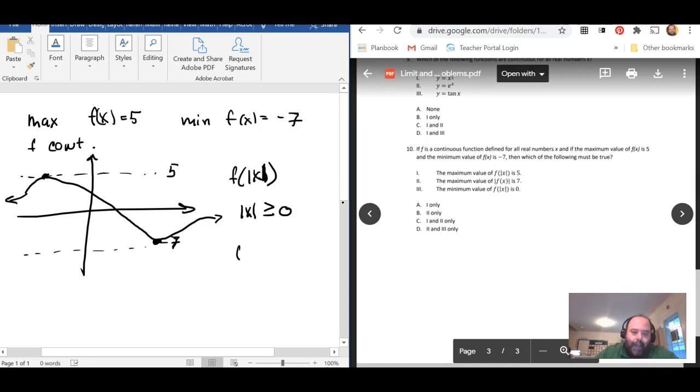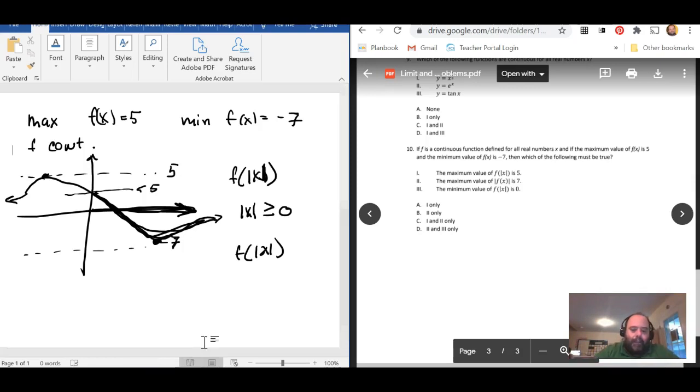Which means that f of the absolute value of x is always going to be somewhere on the curve over here. Because if the thing inside is always greater than or equal to 0, that's this part, right? The f part is going to be this part of the curve on this side of things. Well, its maximum looks like it's here, which is definitely some value that's less than 5. So the maximum value here never actually gets to 5. So 1 doesn't have to be true.